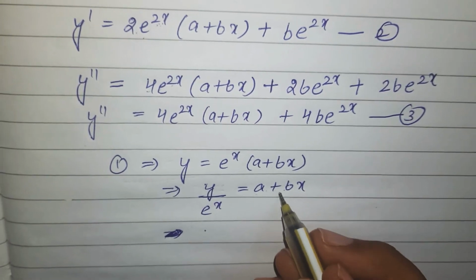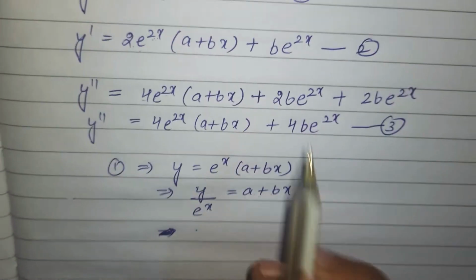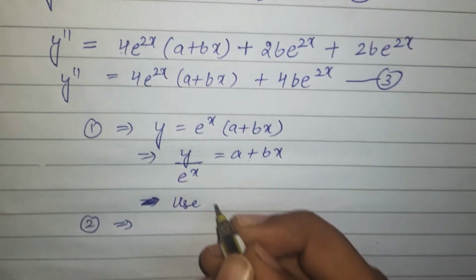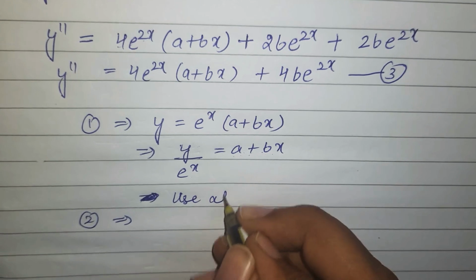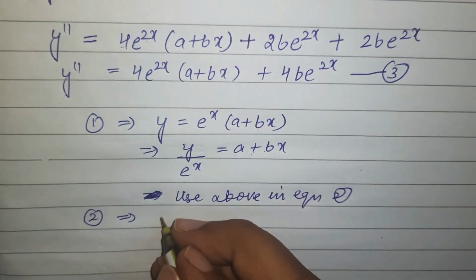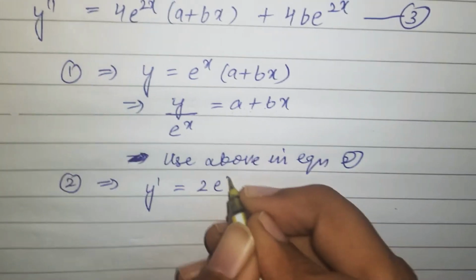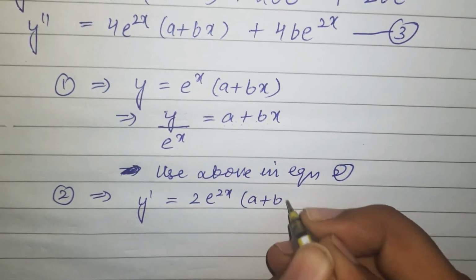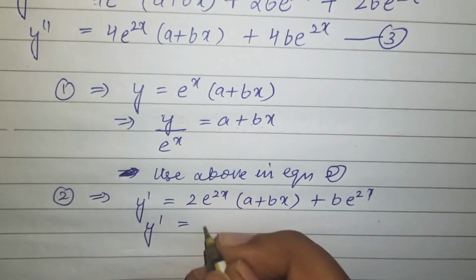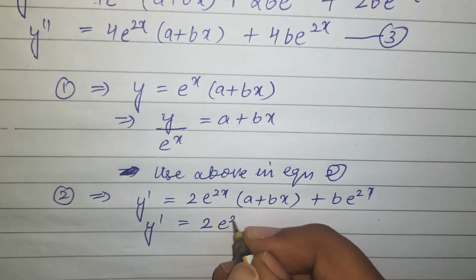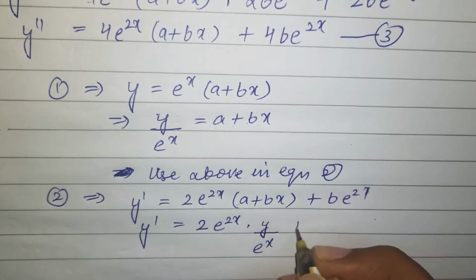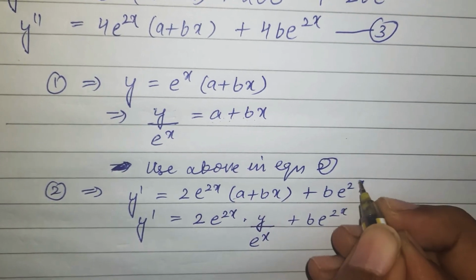Okay, this a plus bx you can use in equation 2. So from equation 2, use 1, that means use the above in equation 2. So y dash is equivalent to 2e^(2x)(a plus bx) plus be^(2x). So y dash, and this will become 2e^(2x)(a plus bx), which is y upon e^x, plus be^(2x).